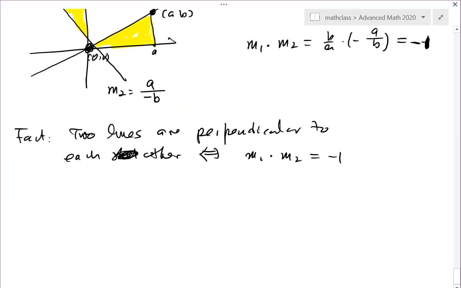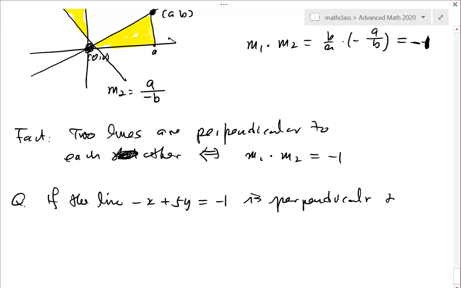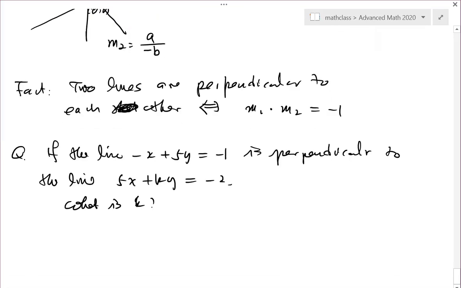Okay, so now you can do the following. If the line negative x plus 5y equals negative 1 is perpendicular to the line 5x plus ky equals negative 2. What is k? Okay, so you can try to determine the variable k so that those two lines are perpendicular.